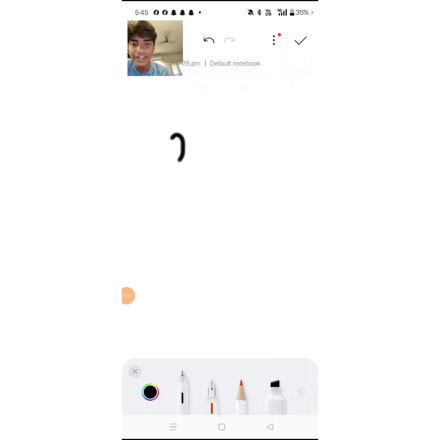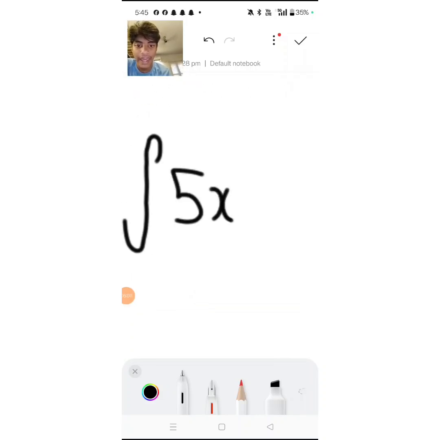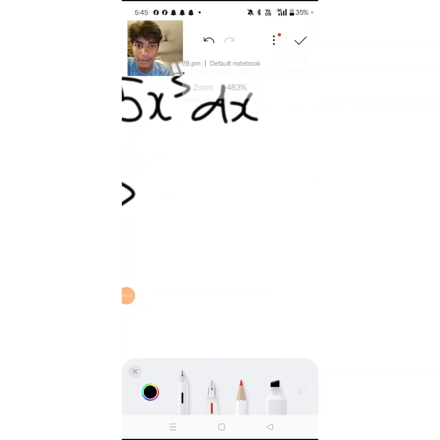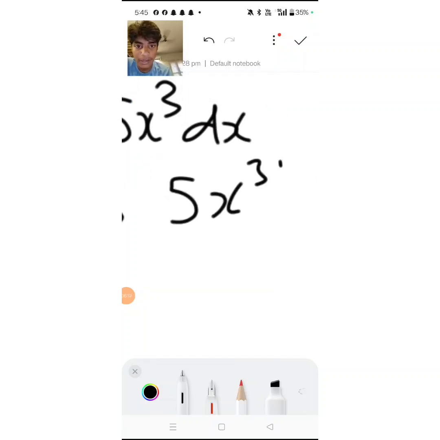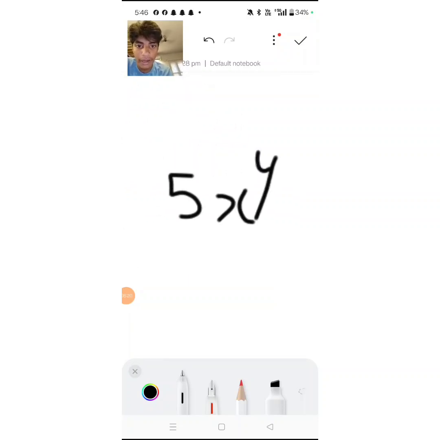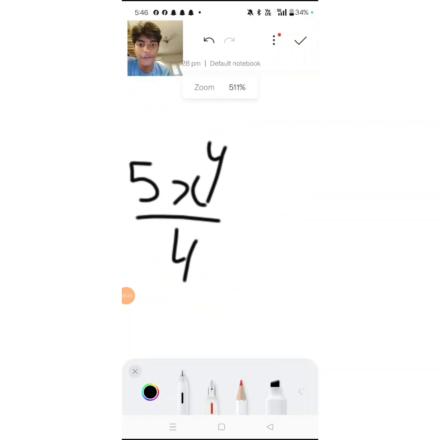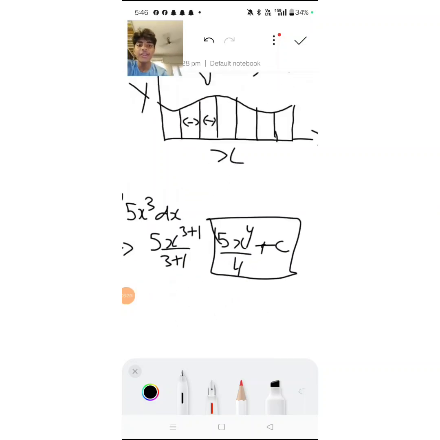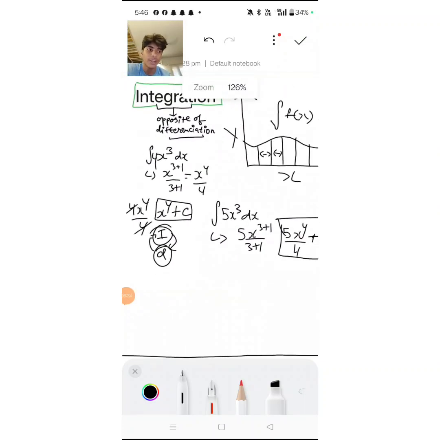So if you have the integral of, let's say anything, let's say you have 5x cubed dx, where dx is the differential of x. Now this would just be 5x to the power of 3 plus 1 divided by 3 plus 1, which is 5x to the power of 4 divided by 4. In other words, it's just 5 by 4 x to the power of 4 plus c as your answer. So integration is quite simple, right? These are just some basic rules you need to remember in integration.